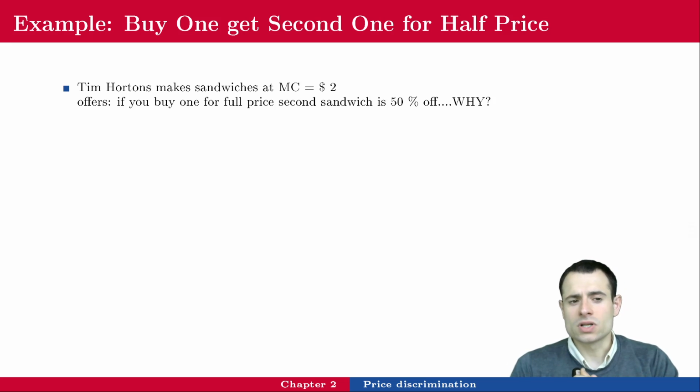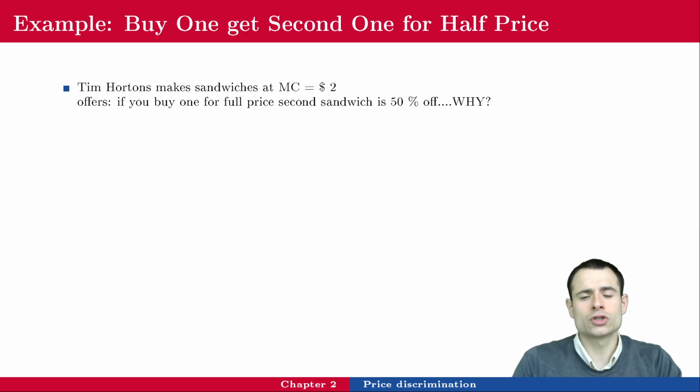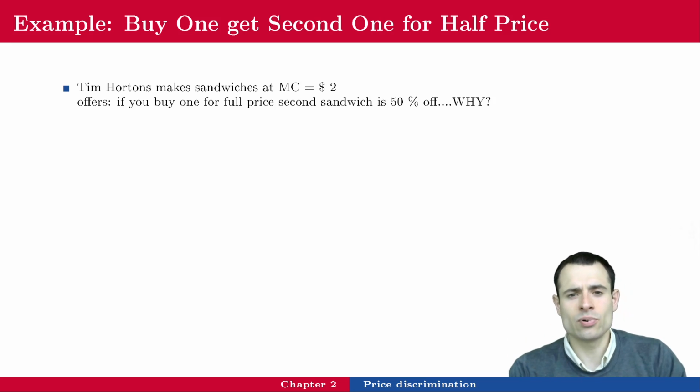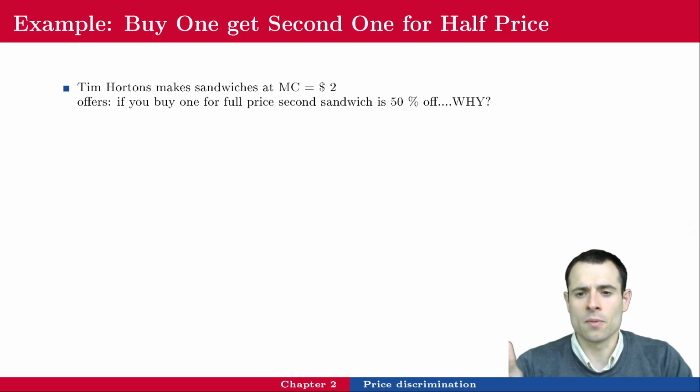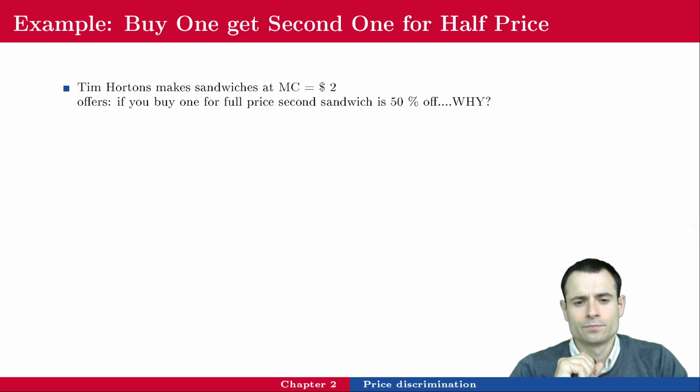Let's think about Tim Hortons. Tim Hortons makes sandwiches at a marginal cost of $2. So each sandwich costs $2 to produce, between getting the bread, the meat, the cheese, the lettuce, the spices, and getting an employee to take a couple of minutes to make them. Every now and then, Tim Hortons offers some discounts, one of them being, if you buy one sandwich for full price, the second sandwich is 50% off.